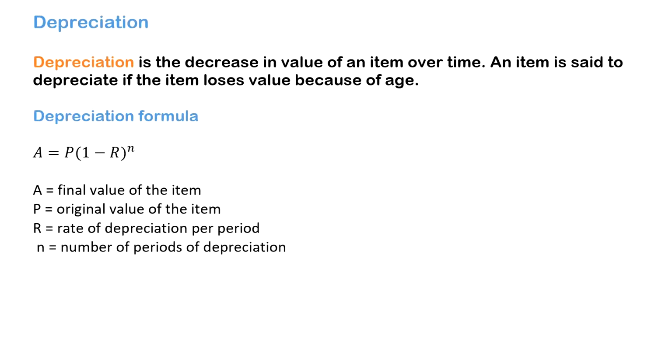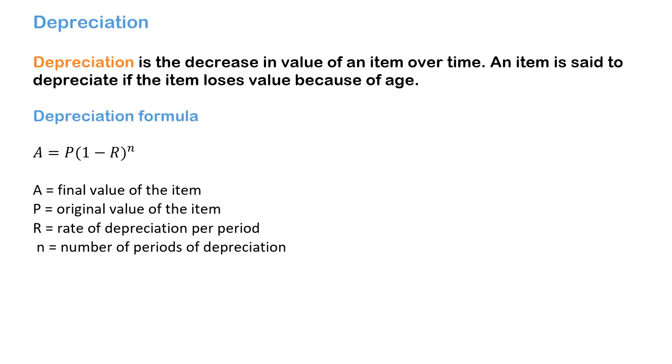In this video, we're looking at depreciation. So depreciation is the decrease in the value of an item over time. An item is said to depreciate if the item loses value because of age. So the formula for depreciation is very similar to that of compound interest.